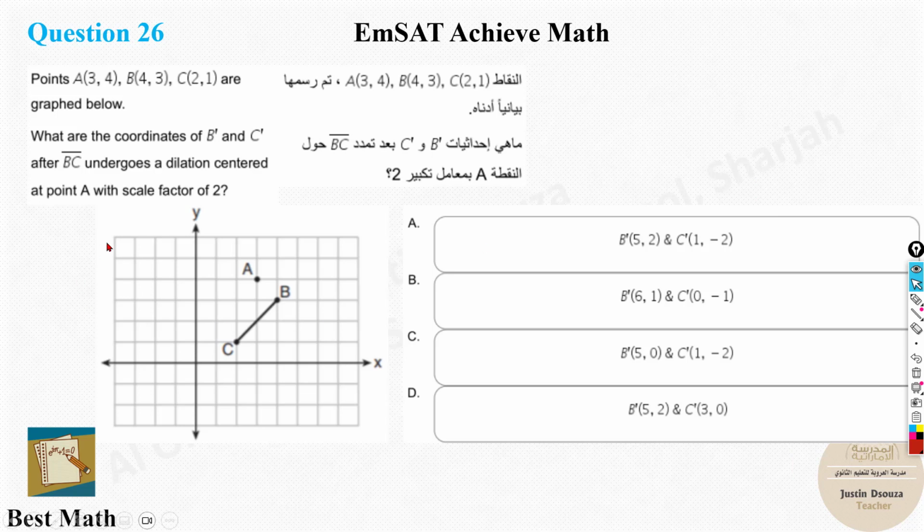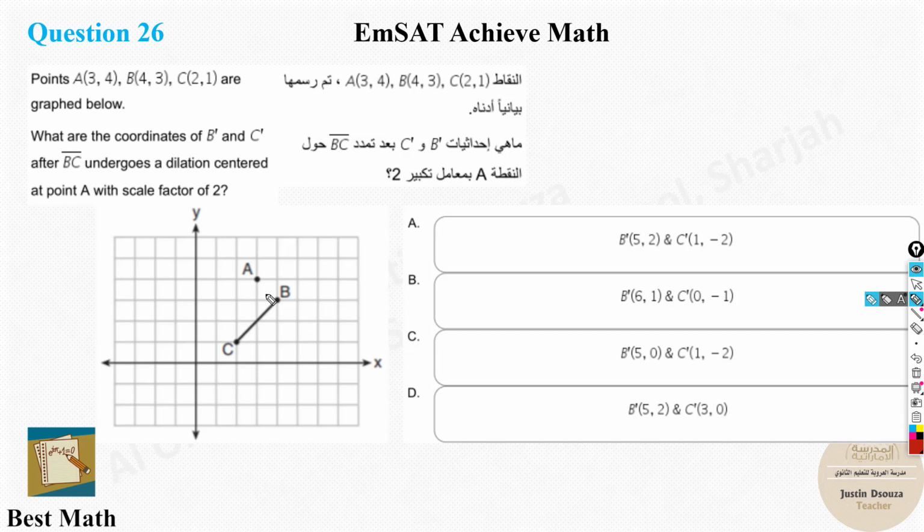Okay, this is an interesting problem, but there are shortcuts to solve this. Let us look into this. It says points A (3,4), B (4,3), and C (2,1) are graphed. You can see in the graph, these are all the points. Now, what are the coordinates of B' C' after line BC undergoes dilation centered at point A, with the scale factor 2?